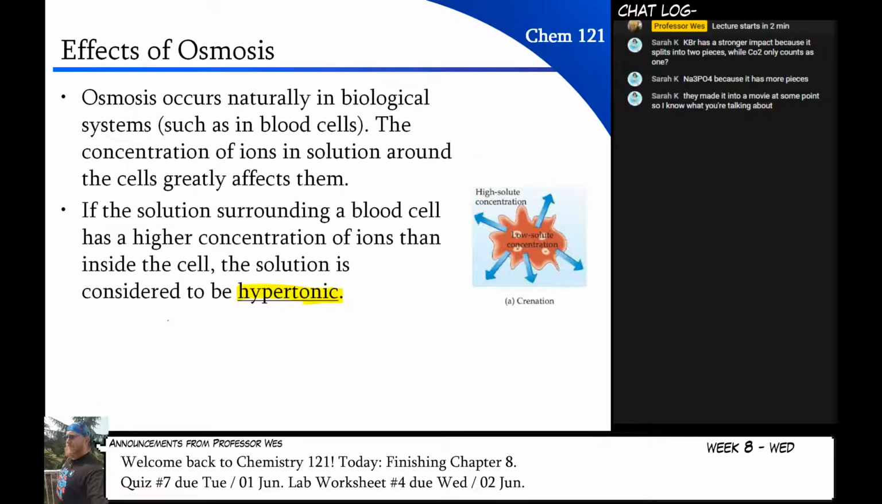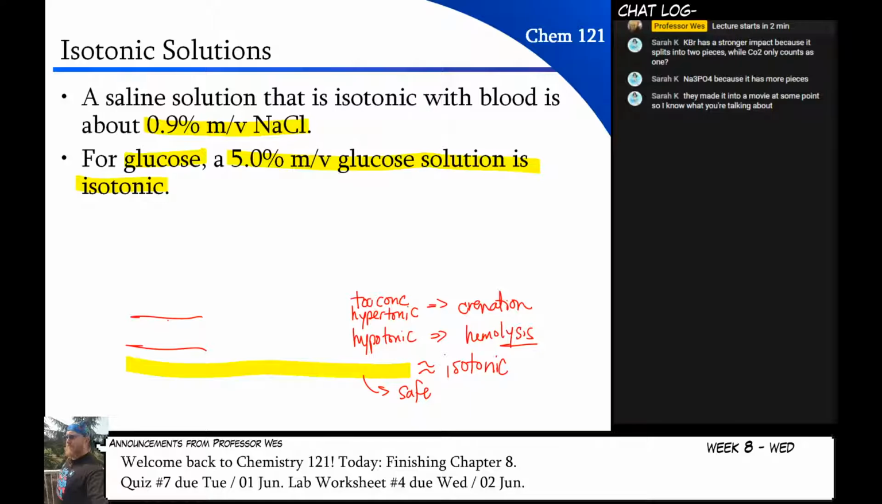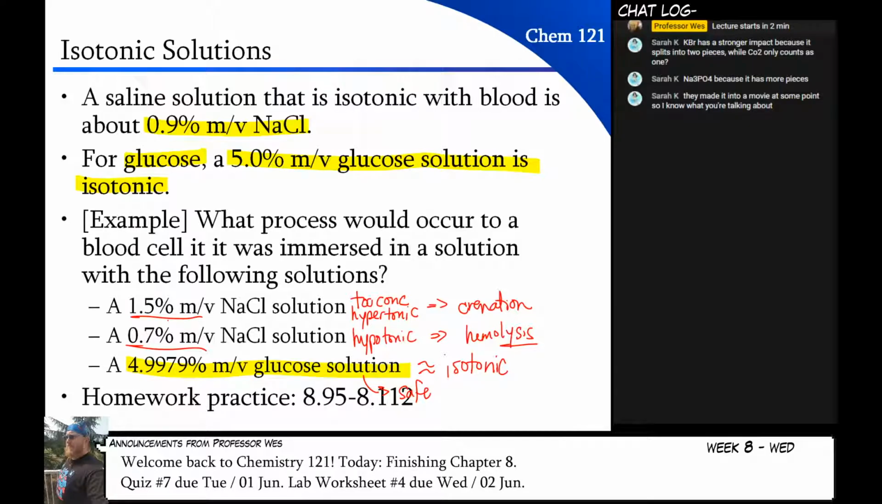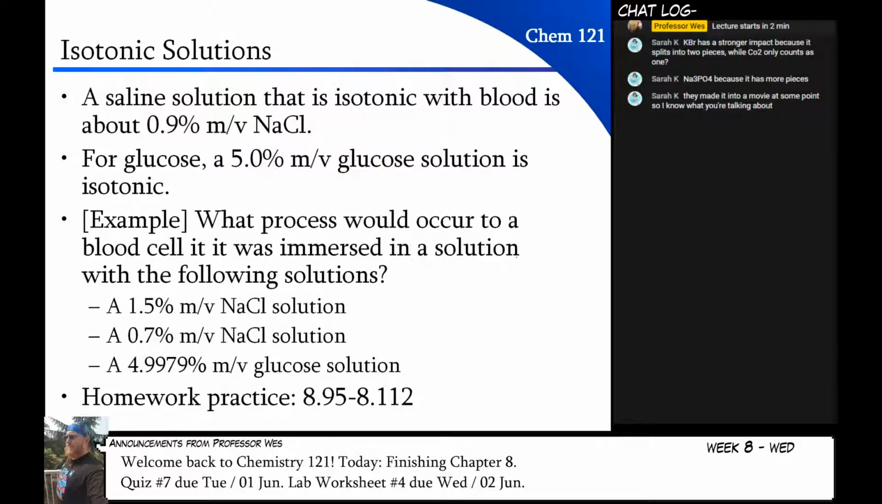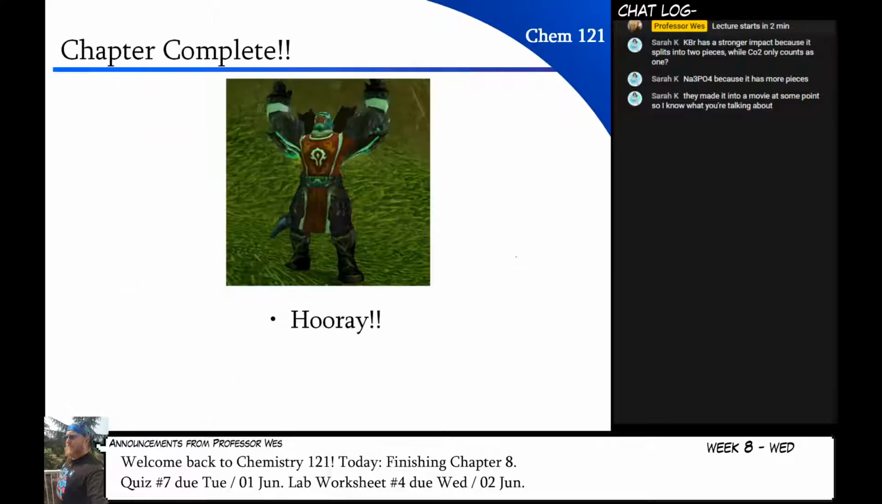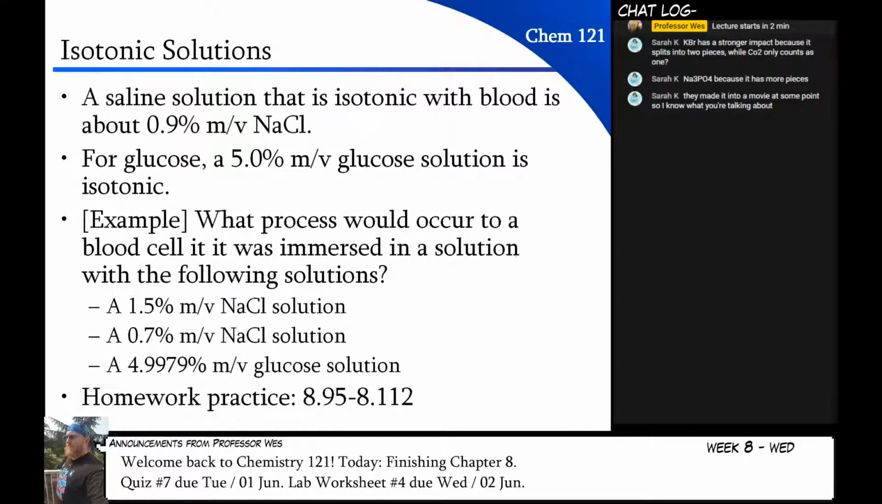So that's why these numbers right here are different, because glucose is a much heavier molecule than sodium chloride. So 5% mass by volume works out to be the same osmolarity as something that's 0.9% mass by volume. And I could actually do the math for you, but I don't think you want to sit here and watch me do a calculation just to prove that it's true, when you could instead be done with the chapter and celebrate, and we'll just end class early, right? So there's the homework practice at the bottom.